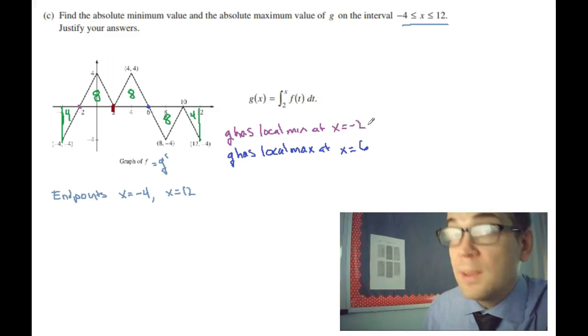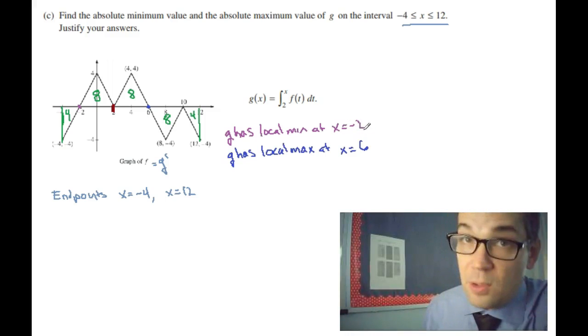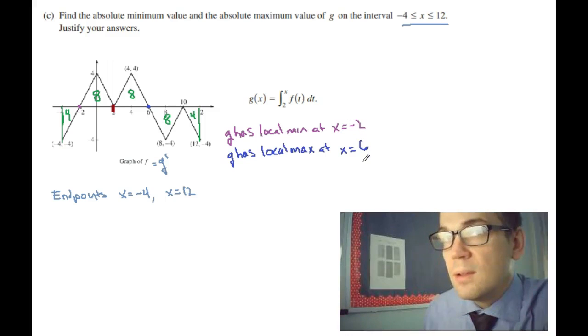This would be possibly the absolute minimum. It's definitely a local minimum. And this could be where the absolute maximum is, definitely where a local maximum is. But I definitely want to check these endpoints as well.